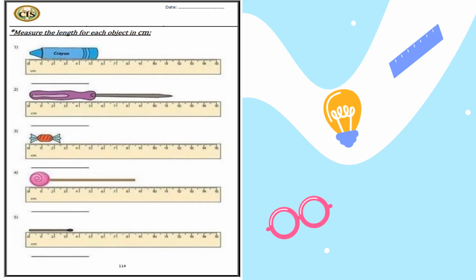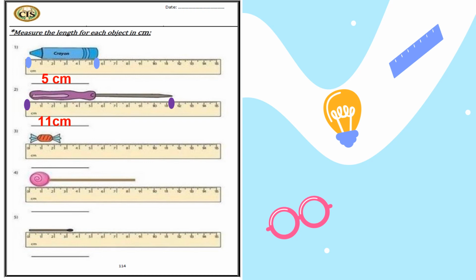Measure the length of each object in centimeters. Let's remember that centimeter is for the smallest units and meter is for the biggest units. First object, you want to measure it from one end to the other end. First end at 0 and the other end at 5. So it's 5 centimeters.